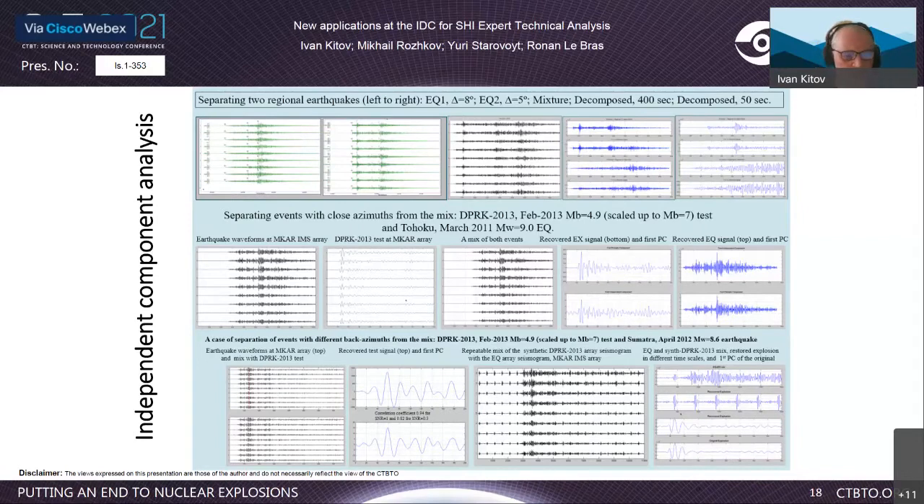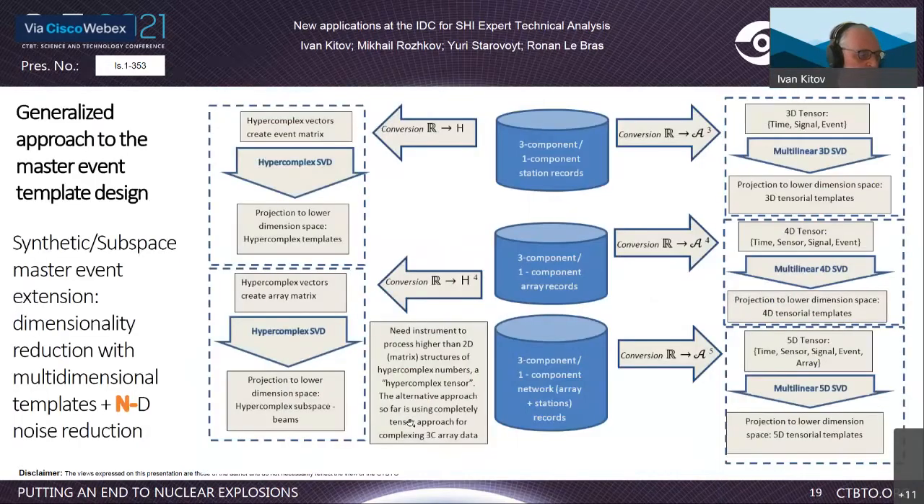Case 3 demonstrates good separation of the DPRK3 explosion hidden in the Sumatra April 2012 earthquake. Examples are made for SNR 1 and 0.3, where the signal is DPRK and the noise is the earthquake. So the separation is also very effective. This is a heavily loaded slide, of course.